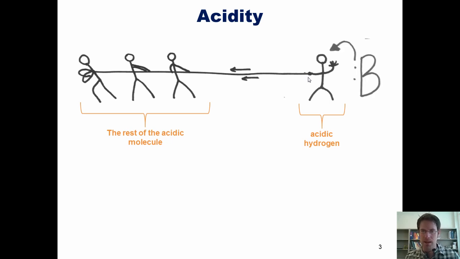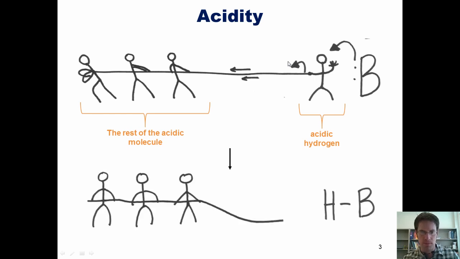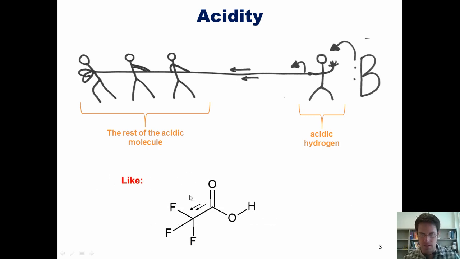Now along comes a big bad base. Because these guys over here in the molecule are pulling the rope away, the hydrogen's grip on the rope is loosened. Thus the base has a much easier time removing the hydrogen from the rope. Hence, this hydrogen's acidity has been increased because the rest of the molecule is pulling away from it. This, of course, results in the formation of this product, in which the rest of the molecule kind of looks a little sad.